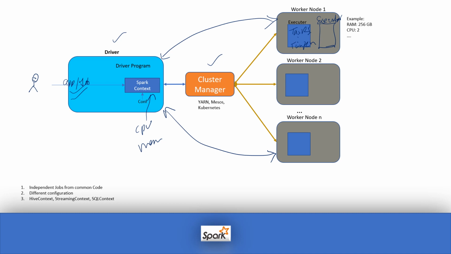Or suppose in prior 2.0 we want to connect with Hive, then you have to create a separate Hive context. If I want to run a streaming job, I have to use the streaming context API to create a separate context. If I want to connect with a database or structured data, then I have to create SQL context. So these were the challenges prior to 2.0.